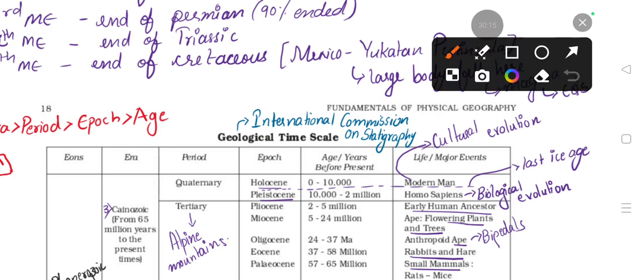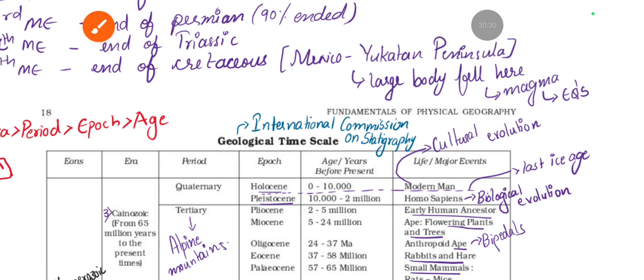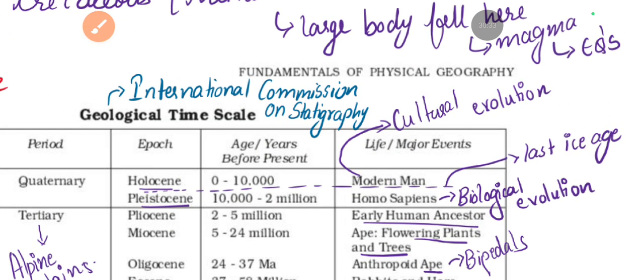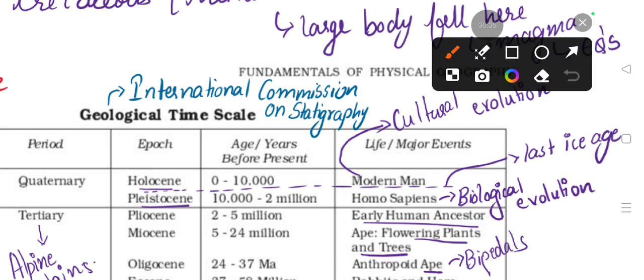Now let's go to the period in which we are living, the Quaternary period. It can be divided into two epochs: one is the Pleistocene epoch and one is the Holocene epoch. What happened in the Pleistocene and what happened in the Holocene? The Pleistocene epoch is the epoch where the biological evolution of Homo sapiens took place. It means human evolution started biologically during this Pleistocene epoch.